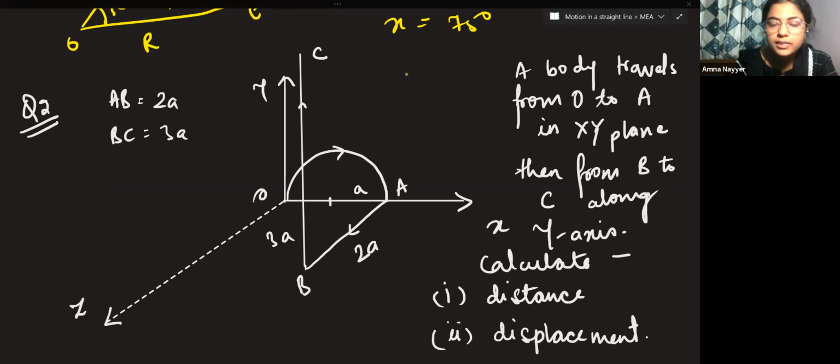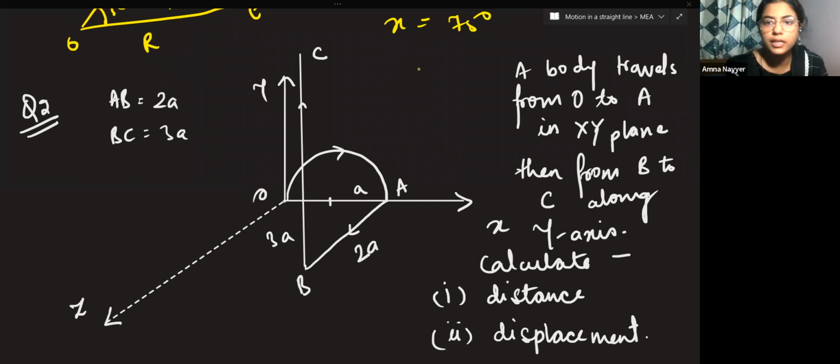See, this distance is what? This is a semicircle. For a full circle, the circumference is what? 2 pi r. So if it's a semicircle, that means 2 pi r divided by 2, which means pi r. That's the circumference of a semicircle. So we are actually calculating the distance. For calculation of distance, we require this length. So this will obviously be equal to pi a.